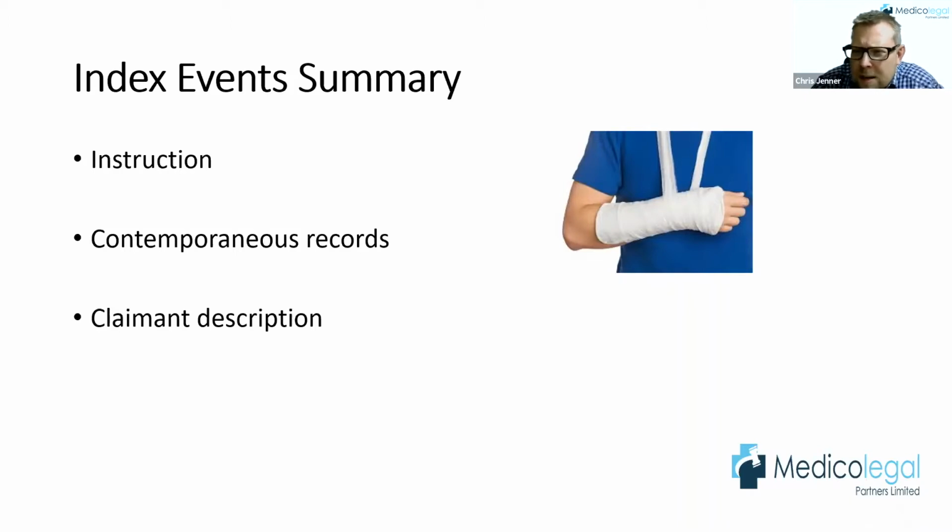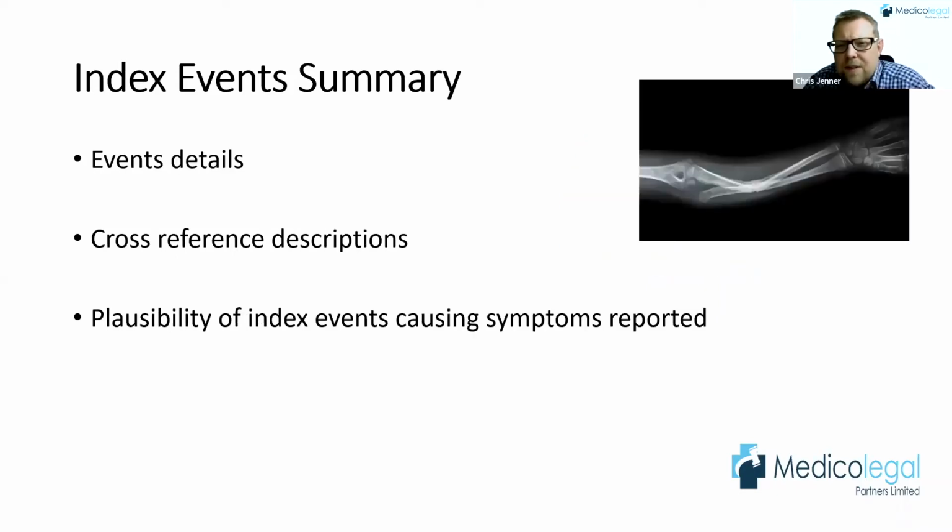I then look at the contemporaneous records. So that's usually A&E records, hospital records, GP records, etc., etc. And then we look at the claimant's description and the events details. And it's really a case of cross-referencing all of those. Does it all make sense? And the important thing at the end of that exercise is the plausibility of the index events causing the symptoms that are reported by the claimant.